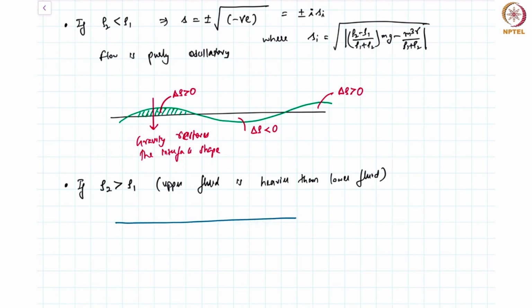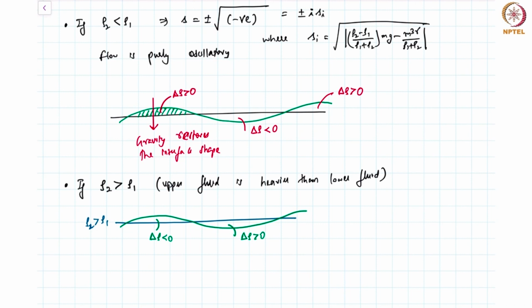So this is my interface, the original flat interface. Let's say I create a perturbation now. Because ρ2 is greater than ρ1, this perturbation here has delta rho less than 0, and this perturbation has delta rho greater than 0. So the physical explanation is that if you create a crest and a trough, the crest becomes lighter, and when it's lighter it tries to rise up even further. The trough on the other hand is heavier, so it basically sinks further. So that basically is the mechanism for this instability.